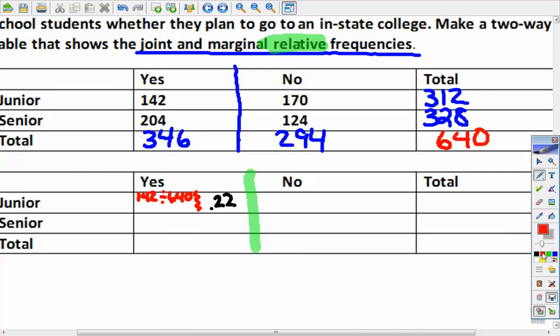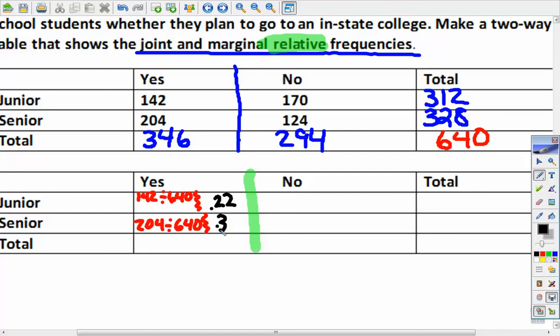204 by 640. 204 divided by 640, is that right? And what did you get for that frequency? 0.32.